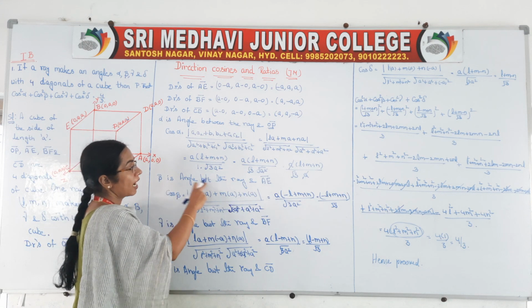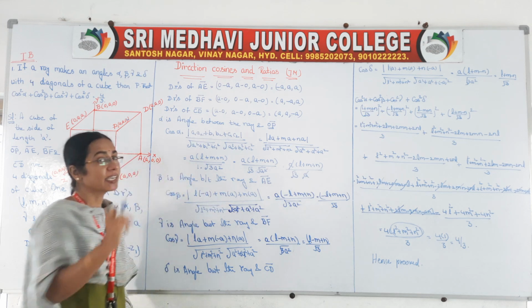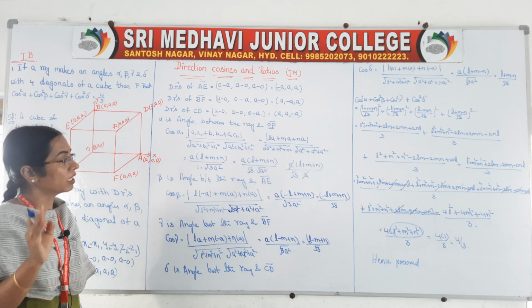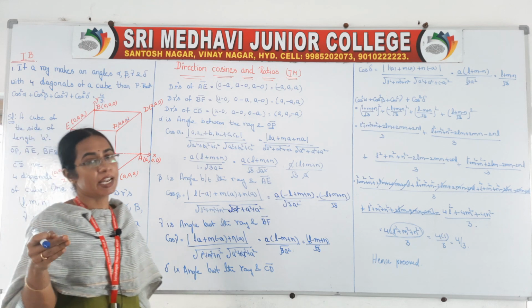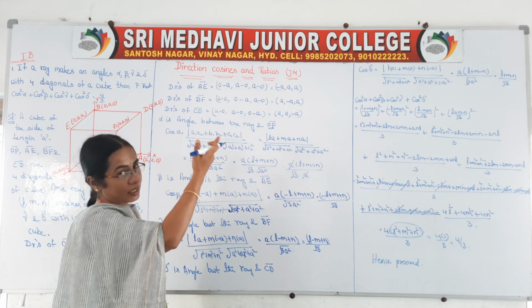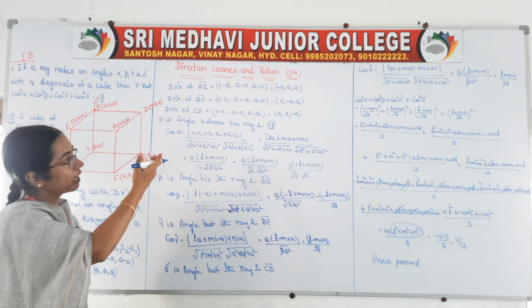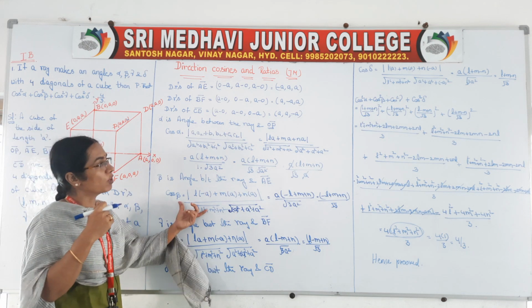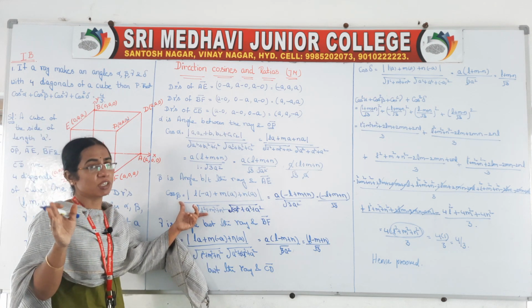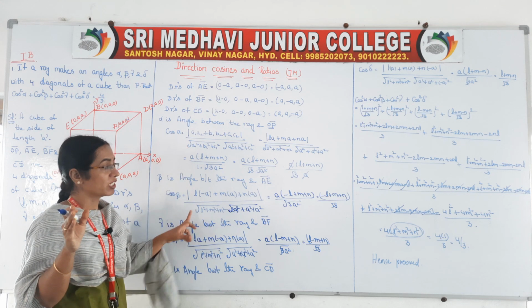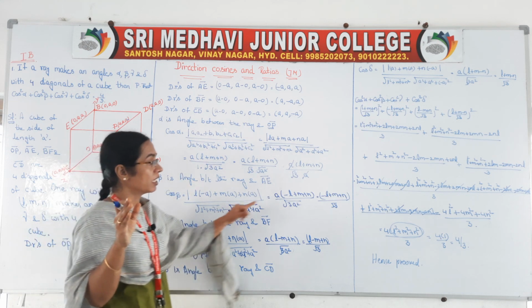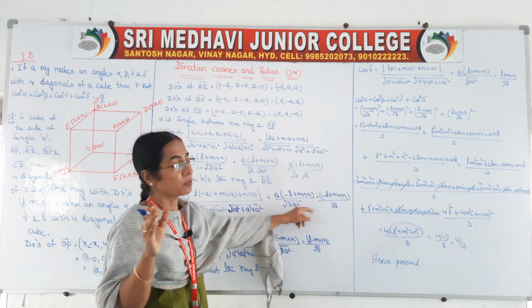Next, beta is the angle between the ray and the second diagonal. Same thing, the ray direction ratios are L, M, N and the second diagonal's direction ratios are A, minus A. Apply the formula. No need to write the formula each and every time. Once is enough, just substitute. Then you got this one. This is your cos beta.